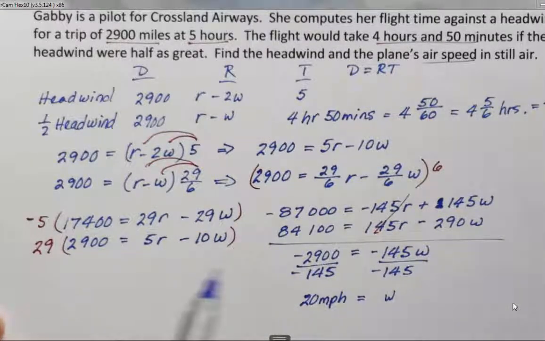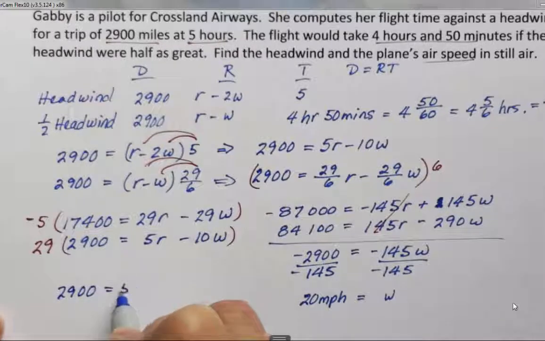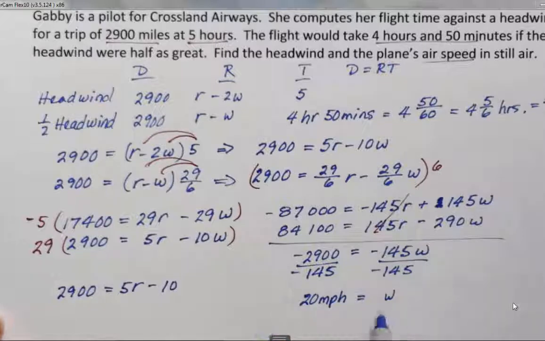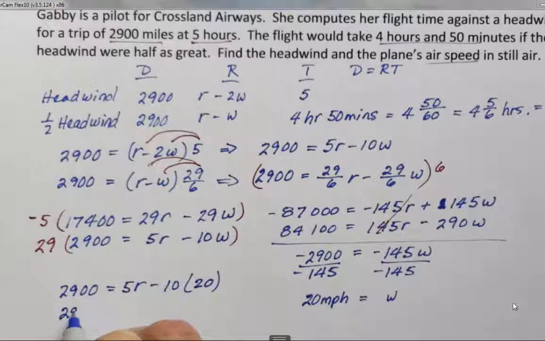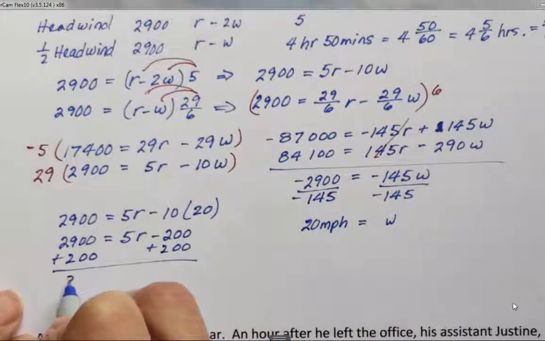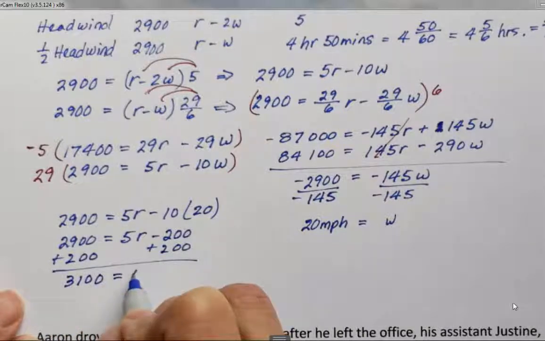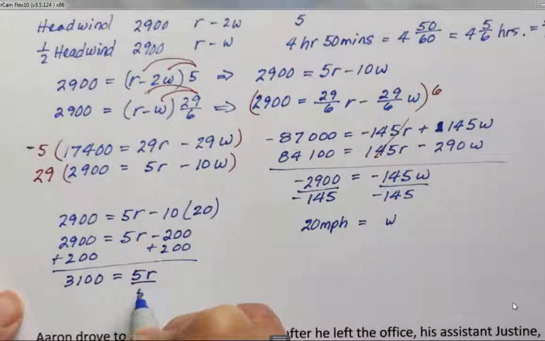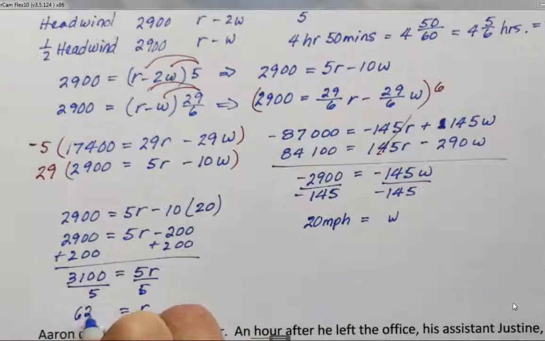So doing that, I'm going to have 2,900 equals 5r minus 10 times w, which is 20. Multiplying that out, 2,900 equals 5r minus 200. I'm going to add 200 to both sides, and I end up with 3,100 equals 5r. Dividing by 5 on both sides, I end up with r is equal to 620. So remember, r was representing the speed of my plane.